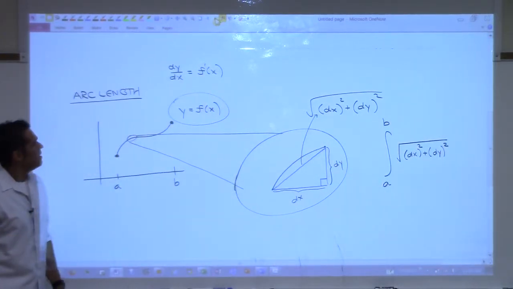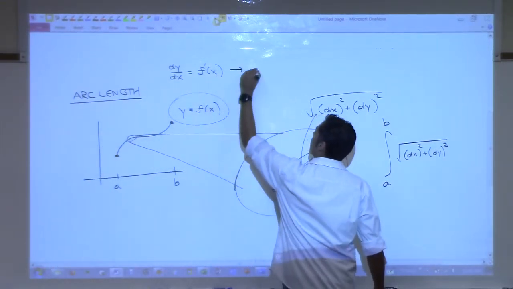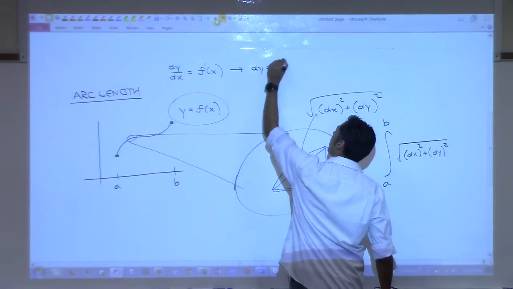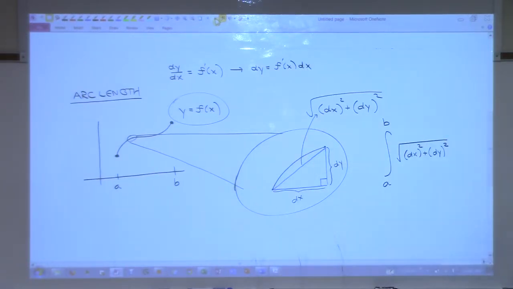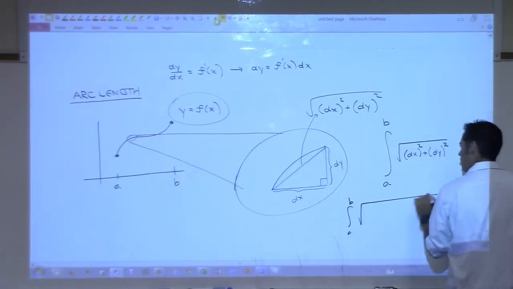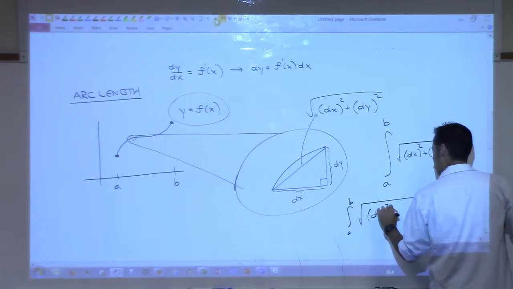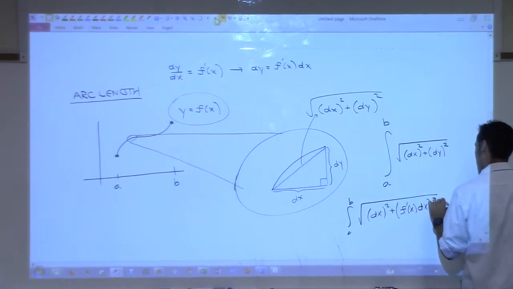Yes? Okay, now I'm going to take that and solve it for dy. If I take this and solve for dy, I get dy equals f prime of x dx. Do you all agree with that? Yeah? Now I'm going to come into this equation and replace dy with f prime of x dx. So I'm going to say integral a to b square root of dx squared plus f prime of x dx squared.